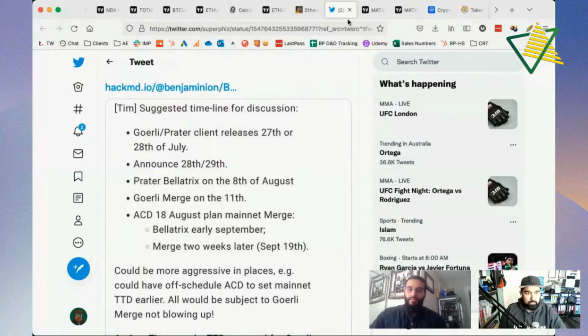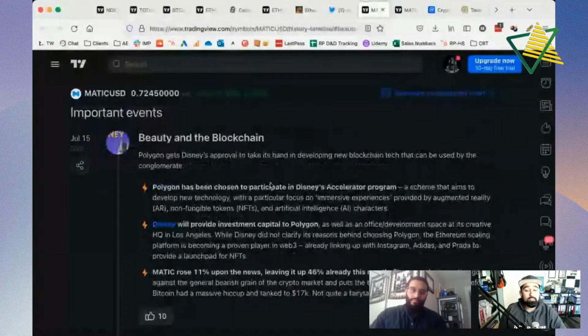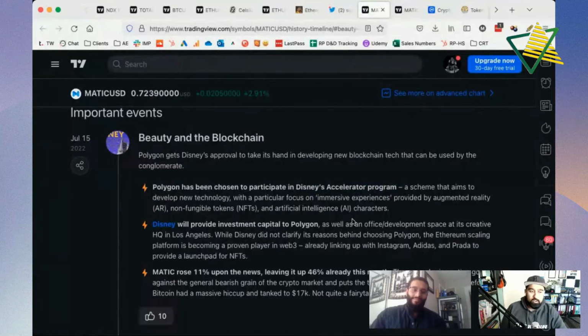Now, last couple of ones really quickly, some other fundamental bullish news came out. Polygon, right? Polygon has been chosen to participate in Disney's accelerator program. That accelerator program is a scheme that allows them to develop technology with a focus on immersive experiences, NFTs, AR, AI, that type of thing.